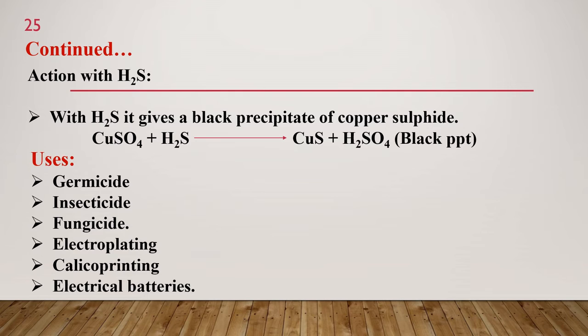Uses of copper sulfate. Copper sulfate is used as a germicide and insecticide in agriculture. A mixture of copper sulfate along with lime is commonly known as Bordeaux mixture, and it is used as a fungicide. It is used in electroplating, calico printing, as well as in electrical batteries.